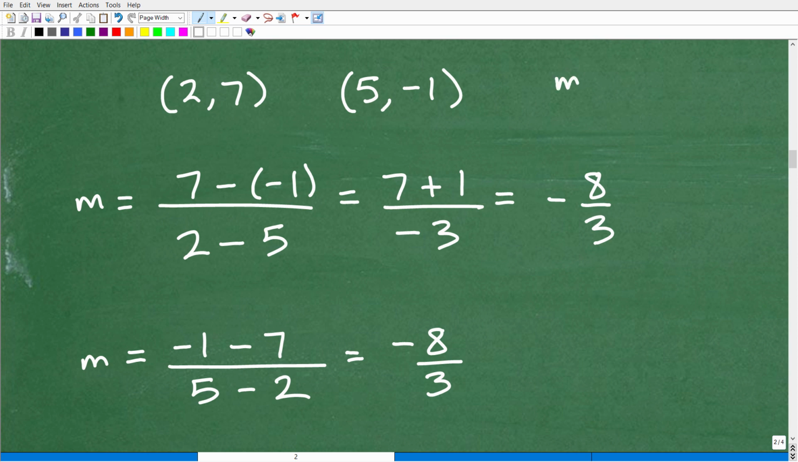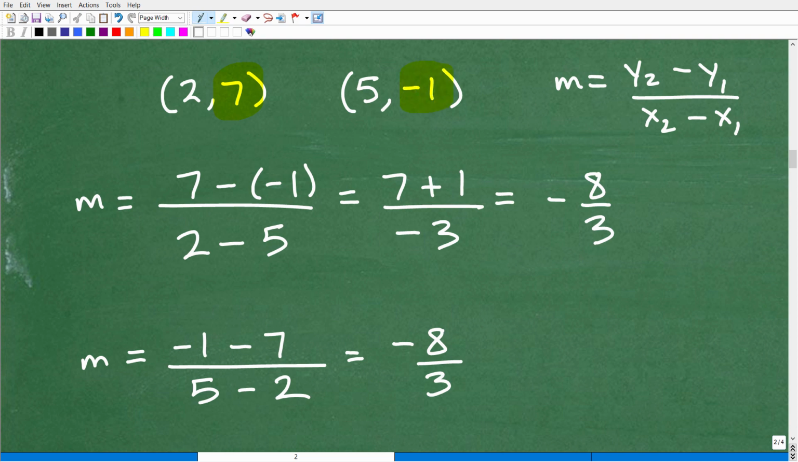Well, we're going to use our formula. So this is going to be the differences of the y's over the differences of the x's. Okay, so what are the y's here? Well, 7 and negative 1 are the y's.